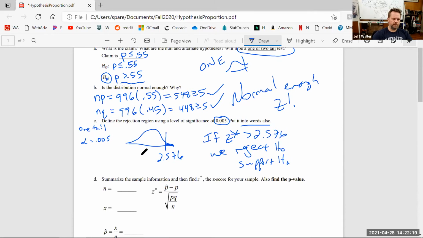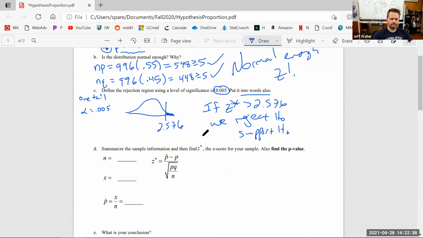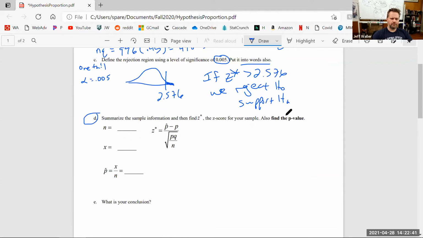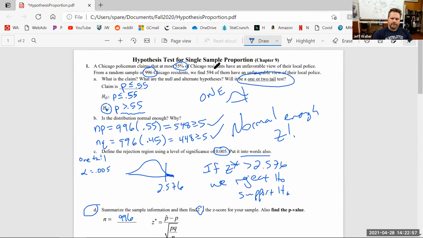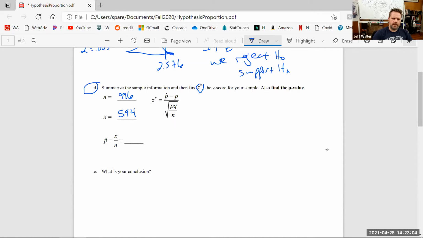So I told you, part C is exactly the same. Nothing different about part C at all. Part A, the only difference is I have to use the right letter. Part B is quite a bit different, but I still have to show it's normal. I just have to do it the right way. Now comes the big difference, part D. I still want to figure out what the z star is, but I have to use the right formula, the one that's got percentages in it. So n was 996. x is 594, the number of successes. So what is p hat?